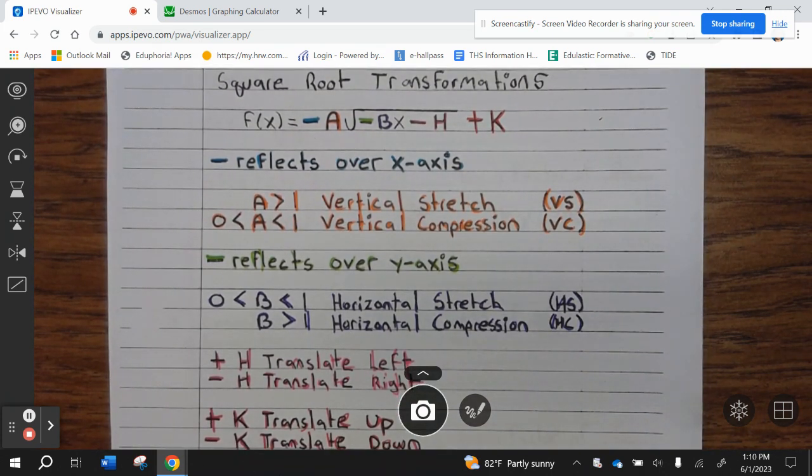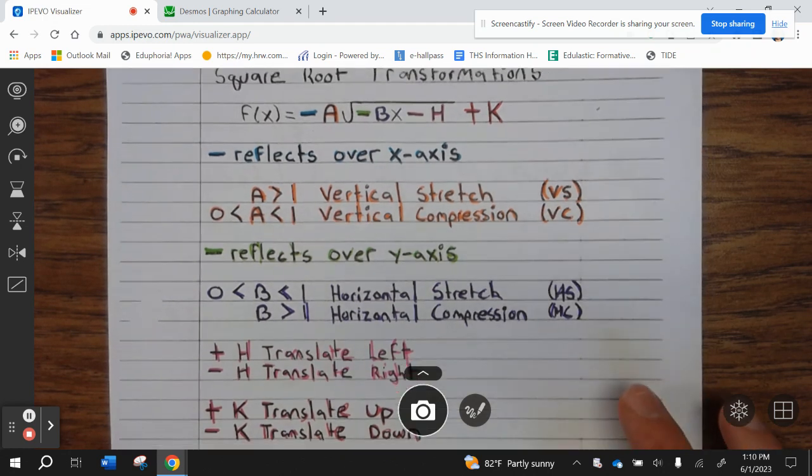The negative reflects over the x-axis when it's in front of a. When a is greater than 1, it's a vertical stretch. When a is greater than 0 but less than 1, it's a vertical compression. When the negative is in front of the b, it reflects over the y-axis. When b is greater than 0 but less than 1, it's a horizontal stretch. When b is greater than 1, it's a horizontal compression.